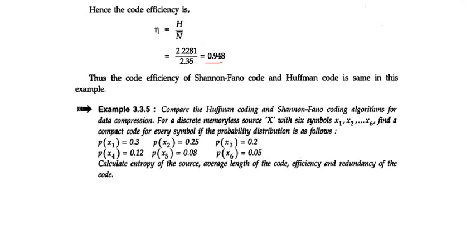So P of x1 is 0.3, P of x2 is 0.25 and P of x3 is 0.2. P of x4 is 0.12, P of x5 is 0.08 and P of x6 is 0.05. Calculate entropy of the source, average length of the code, efficiency and redundancy of the code. All parameters corresponding to both Huffman and Shannon-Fano coding we should calculate now.